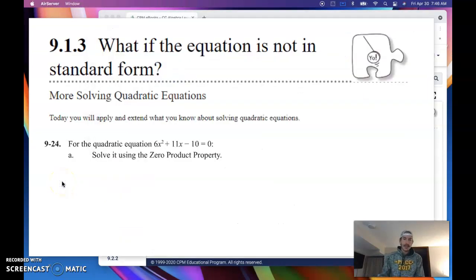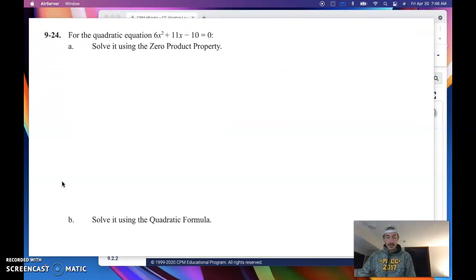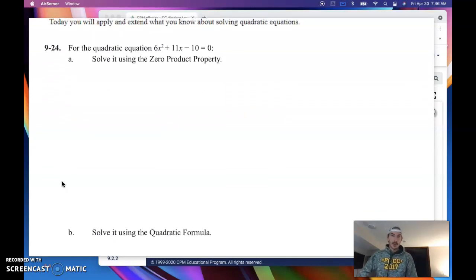In 9-24, we are asked to solve a quadratic equation, and we can do this because it's equal to 0, and we are asked to solve using the zero product property. And recall, when we're using the zero product property, one of the things that we start with is factoring. We want to factor this, and it is a really nice thing to be able to factor something, because it means that we're going to have integer or rational solutions, which you'll see in just a moment.